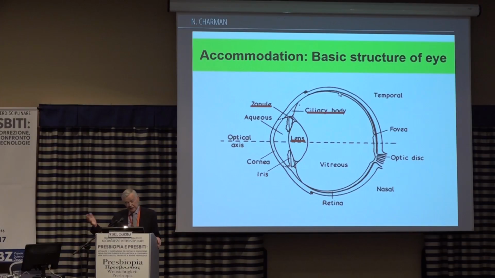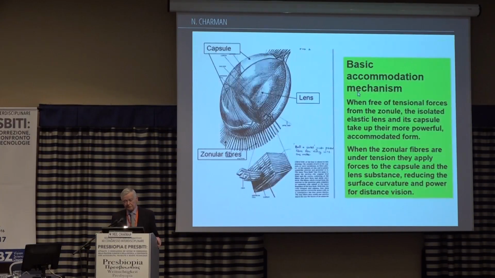I think it's interesting that going back to Thomas Young in 1800 or so, people could still think of the lens of itself being a muscle, but the lens is not a muscle. It can't change itself from its own internal forces.